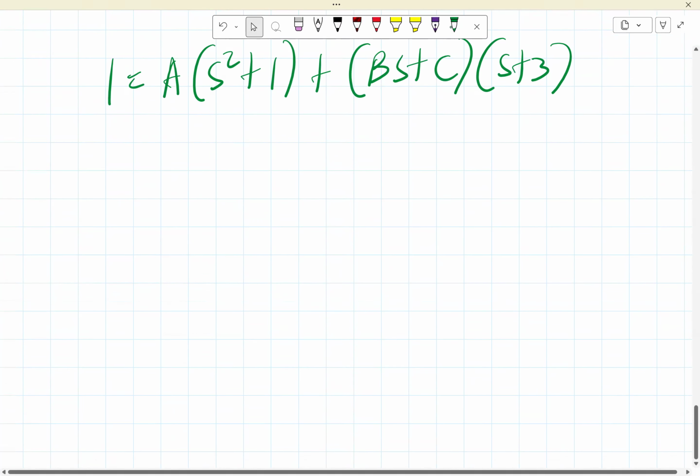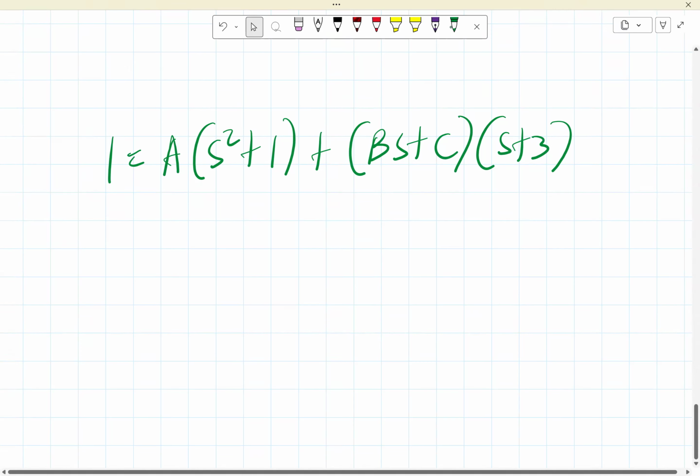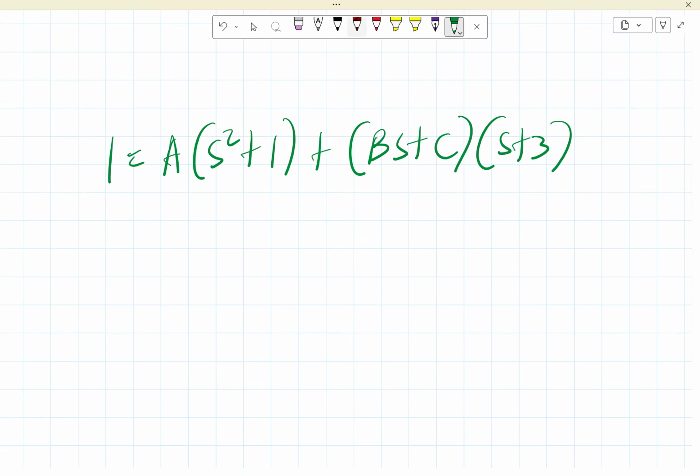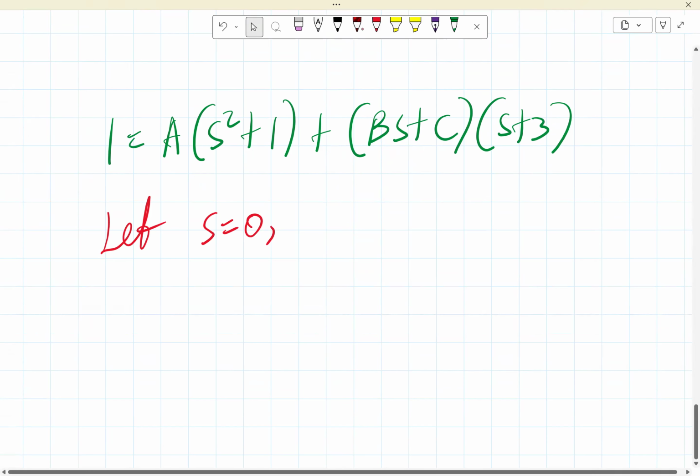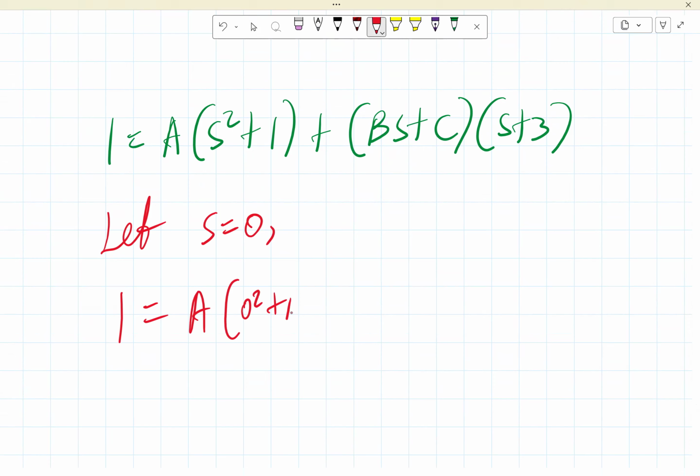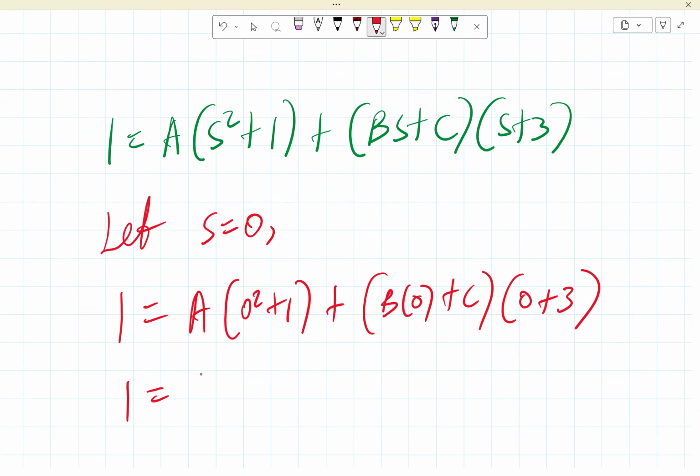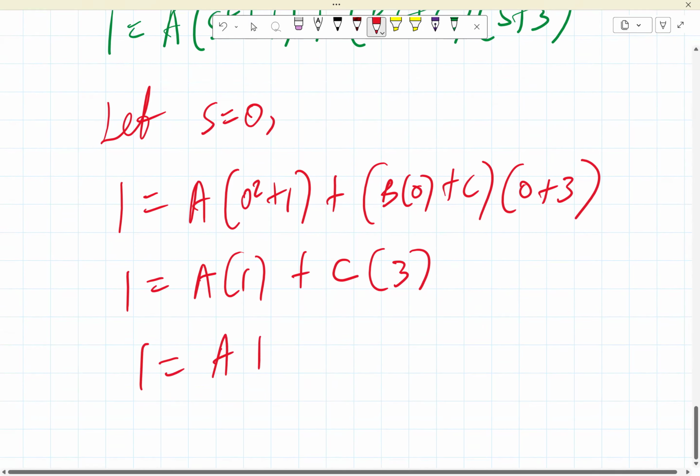So now we don't have anything to get 0 to eliminate anything. So you can just use any number you like, but as small as possible. So there you can say let s be, you can even let s be 0. So if you let s be 0, that means you have 1 equals A into (0 squared plus 1) plus (B into 0 plus C) into (0 plus 3). Now s is 0, right? So you have 1 equals A into (0 squared plus 1), that's A multiplied by 1, then B times 0 is 0. So you just have C here, 0 plus 3, that's 3. So 1 is equal to A plus 3C.